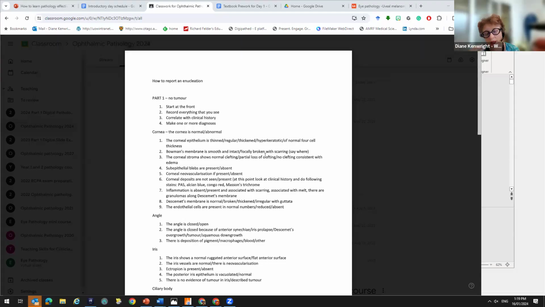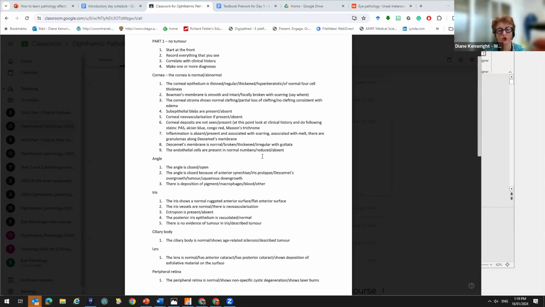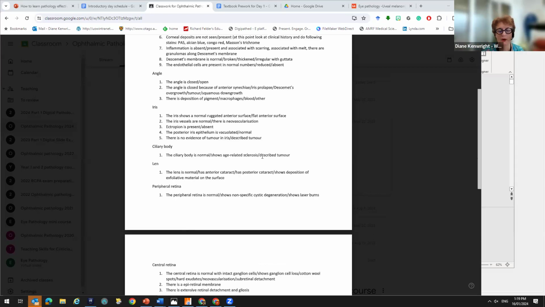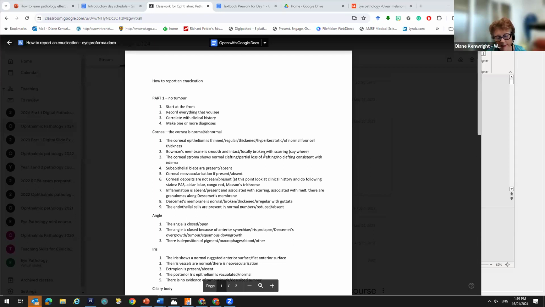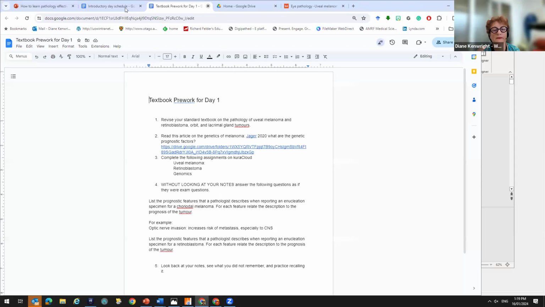Often doing pathology effectively is about having a structure. And this first one is how to talk about what you see when you look at a globe. There's a variety of phrases that you can just go through and memorize. If you're looking for language to say, just look at these lists. How to report an enucleation, that's what that list of pre-work is for.